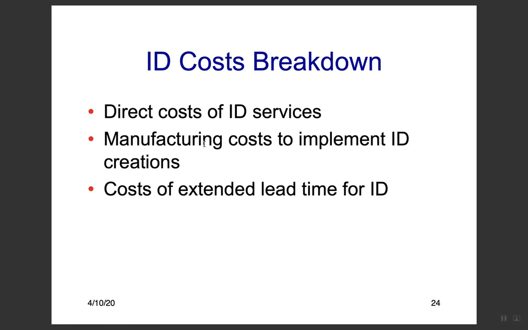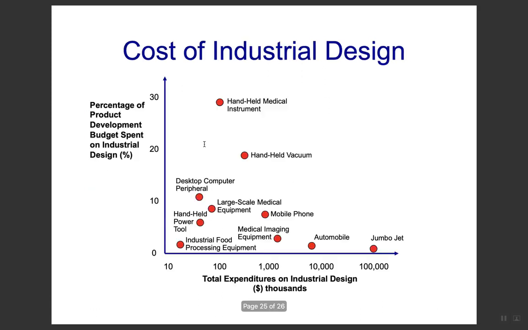Okay, then this one, ID cost breakdown. Industrial design cost breakdown. We have direct costs, indirect costs, manufacturing costs, extended lead time, and all those costs that occur. I think you can use materials from cost analysis. So you have learned direct costs, indirect costs, overhead costs, and so on. Okay, I think it's quite the same. You just adjust it to the product design and development stages.